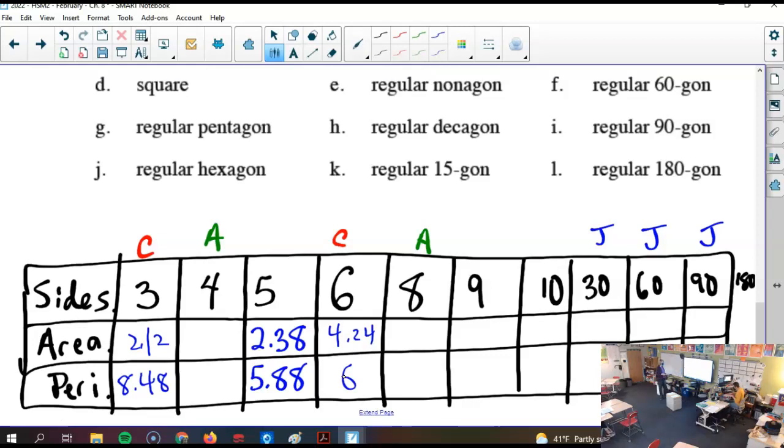Is that 2.12? It almost looks like 2 divided by 2. For the triangle, that is not correct, actually. Did I get it right for the hexagon? You did not. So we need to go back. Your perimeter's right for your hexagon. That means what I've been doing is wrong.